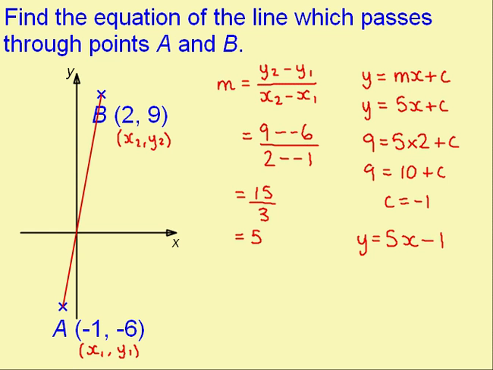Just out of interest, one of the most common questions that people ask is which one's x1, y1 and which one's x2, y2. The answer is it doesn't actually matter. If I'd said that this one was x1, y1 and this was x2, y2, watch what happens with the gradient. I know that it's y2, that's minus 6, minus y1, that's 9, over x2, that's minus 1, minus x1, that's 2. Now minus 6 minus 9 is minus 15, and minus 1 minus 2 is minus 3. It looks like it's coming out different to this, but minus 15 divided by minus 3 is still 5, so we still have the same gradient. So it doesn't matter which one is x1, y1 and which one is x2, y2.